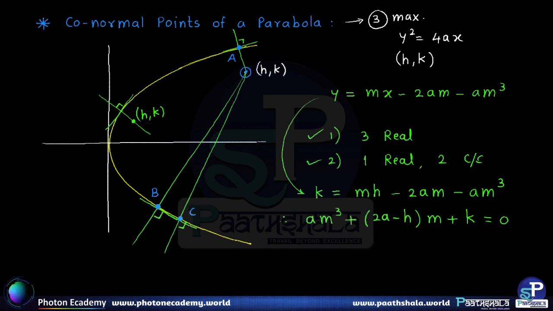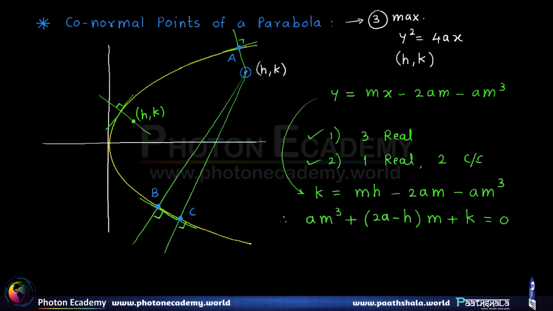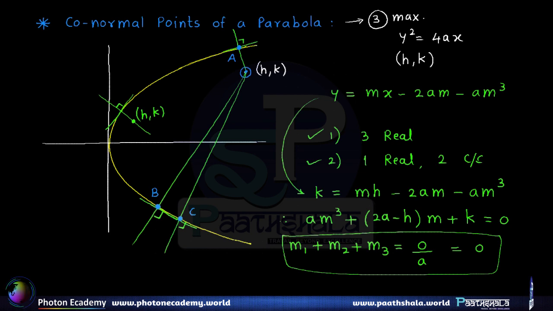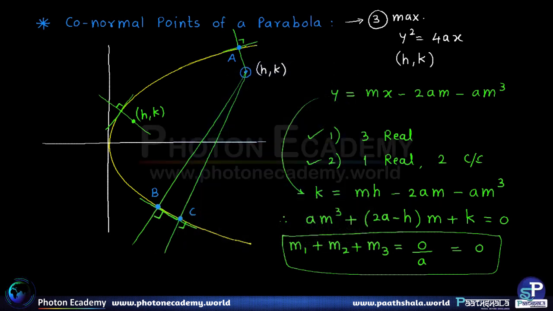Now if you observe from the theory of equations, if we consider the 3 roots to be m1, m2 and m3, then the sum of roots will be given by 0 upon a, which turns out to be 0, because this 0 stands for the m square coefficient, but the m square term is absent here. So the sum of the 3 roots of this cubic equation turns out to be 0. That is an important conclusion. Whenever there are 3 distinct real normals that can be drawn from a point, the sum of their slopes will always be equal to 0.